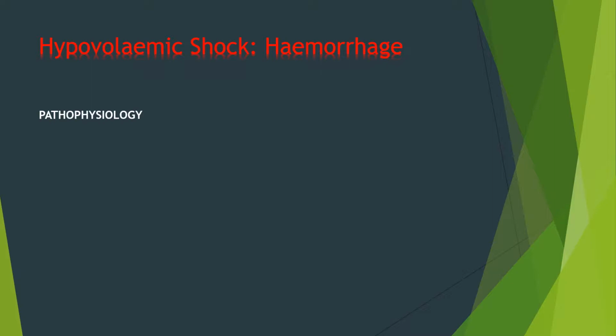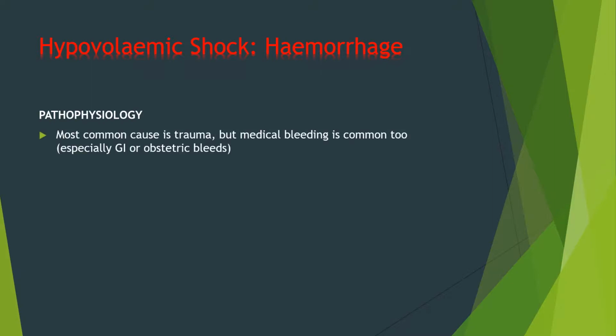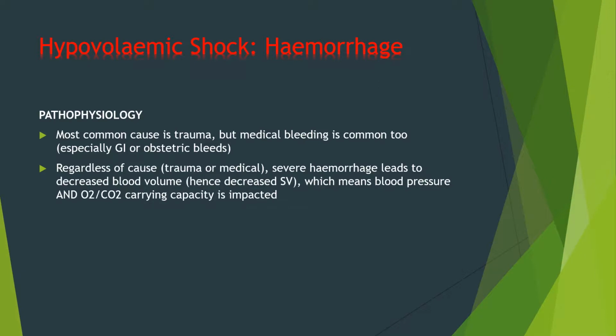So the pathophysiology of hemorrhagic shock. The most common cause is trauma, but medical bleeding is pretty common too. And as paramedics, we're especially likely to see medical bleeding in a gastrointestinal or obstetric situation. Regardless of the cause, whether it's trauma or medical, severe hemorrhage leads to decreased blood volume and hence a decreased stroke volume, which means that the blood pressure and oxygen and carbon dioxide carrying capacity is impacted. And this results in hypoxia, which results in the lethal triad of acidosis, coagulopathy, and hypothermia.